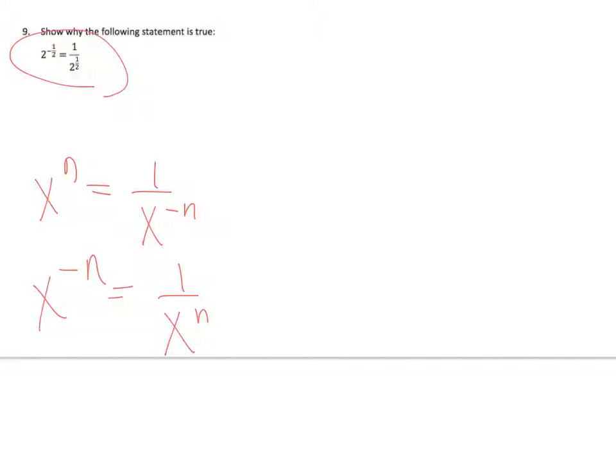Another one, show why the following statement is true. So we've learned a lot of rules. We know that x to the n is the same as 1 over x to the negative n, or x to the negative n is 1 over x to the n. Okay, that's why that statement is true, because of that rule.